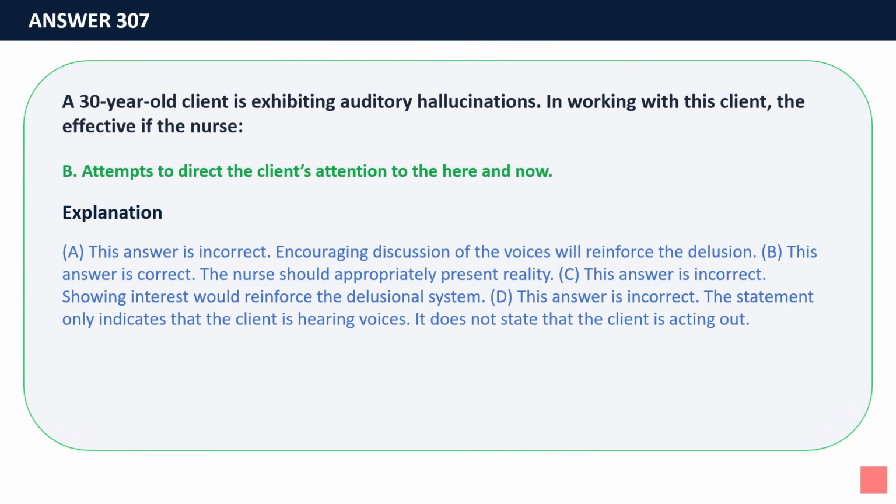Answer: B. Attempts to direct the client's attention to the here and now. Explanation: A. This answer is incorrect. Encouraging discussion of the voices will reinforce the delusion. B. This answer is correct. The nurse should appropriately present reality. C. This answer is incorrect. Showing interest would reinforce the delusional system. D. This answer is incorrect. The statement only indicates that the client is hearing voices. It does not state that the client is acting out.